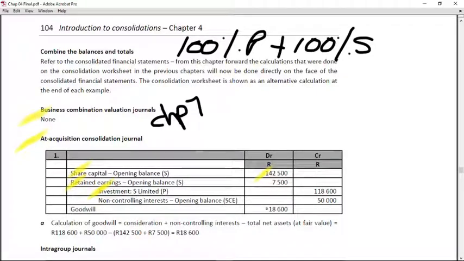The investment in the subsidiary in the TB of P is measured at 118,600 Rand, and I have mentioned that the policy is to measure this investment at cost. So we can therefore take that trial balance amount as the cost of this investment as the consideration paid by P. Then the additional information mentioned that NCI is measured at their fair value of 50,000 Rand.